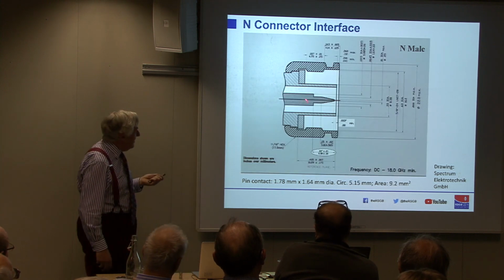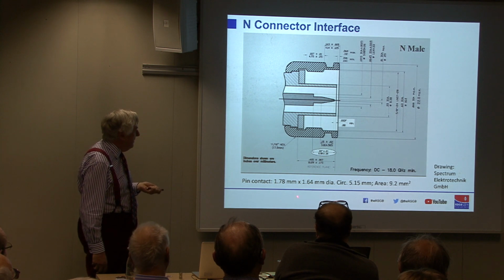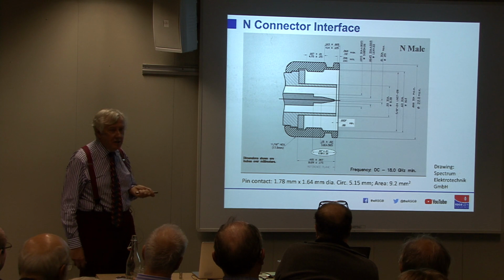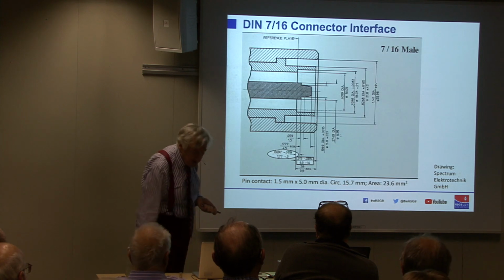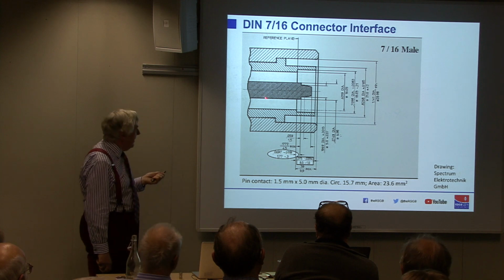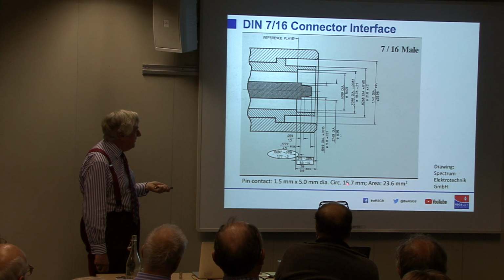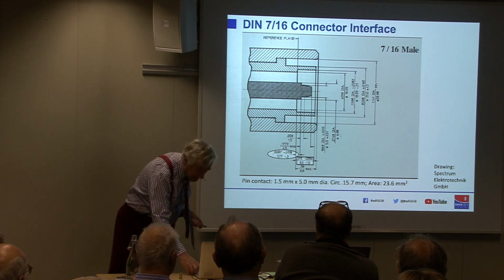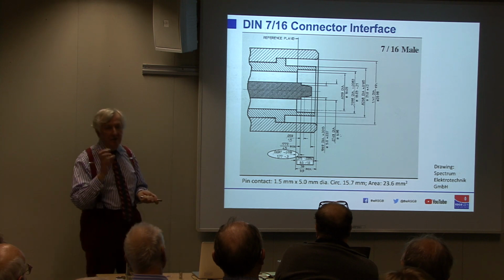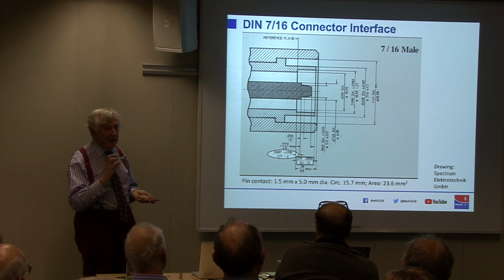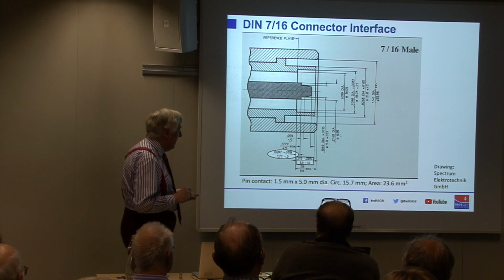The N connector has almost the same pin size. So that's why the power rating is the same. Its circumference is essentially the same. The DIN connector has a much bigger pin, and the circumference you see is 16 millimeters as opposed to 3 times as much. Therefore, it is much better at handling power, provided it's kept clean.